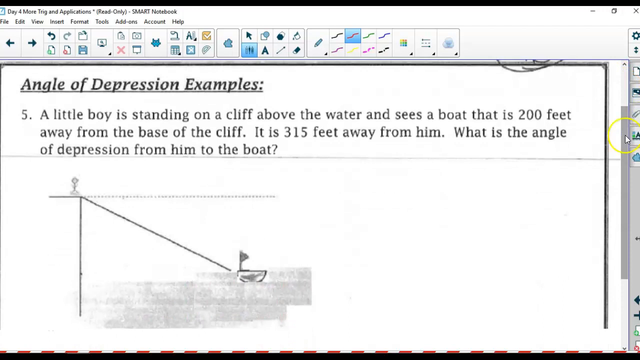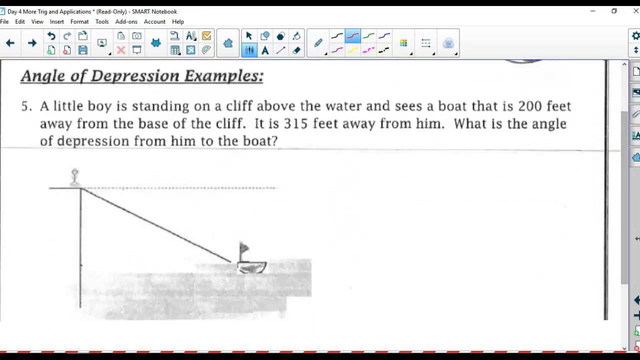So I'm on the back, worksheet 7B. It says a little boy standing on a cliff above the water sees a boat that is 200 feet away from the base. Okay, so the 200 feet is the base of the cliff to the boat. The boat is 350 feet away from him. What is the angle of depression? So the 315 feet is if he were to throw a rope out to them, it would have to be 315 feet long. It wants to know the angle of depression.